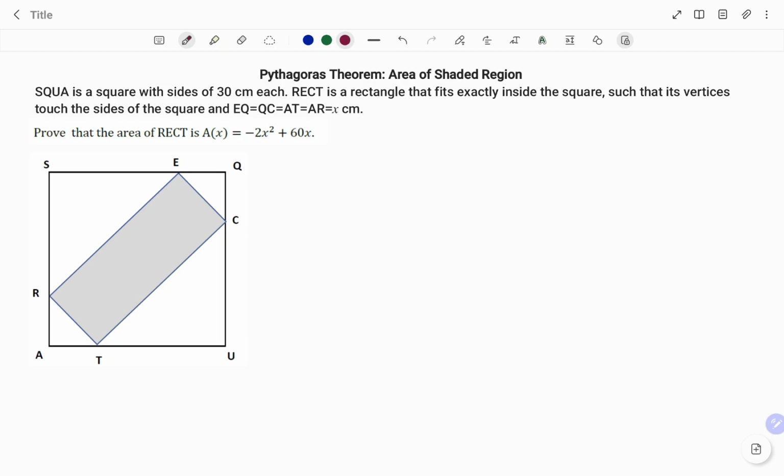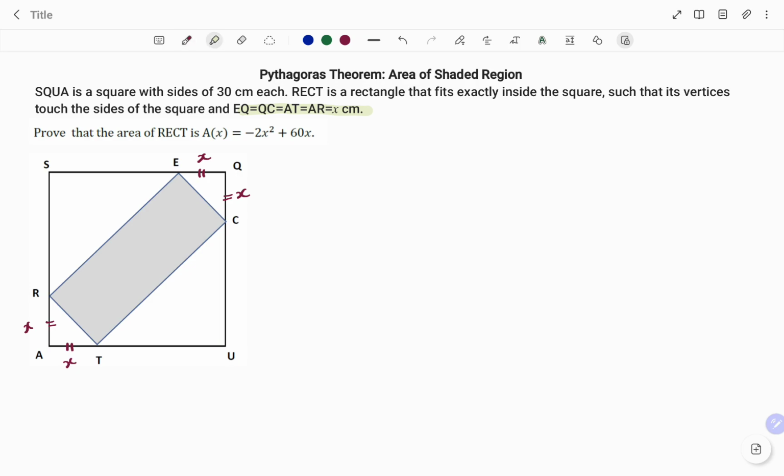The first step is to take note of all the parameters given in the question. I'm going to start with the equal sides. That's EQ, QC, and AT. They're all equal, so I have EQ equal to QC, AT, and AR, and they are all x centimeters. I'm going to put my x.